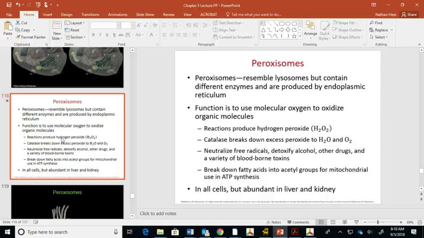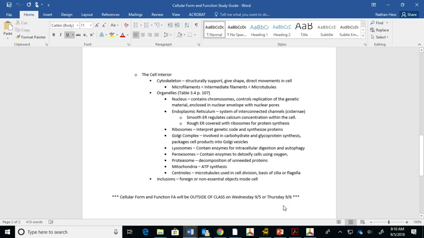Detoxifying alcohol and other drugs in the blood, breaking down those drugs and alcohol so they're not as poisonous to you and you can actually deal with them and pee them out. It breaks down fatty acids. These are very abundant in the liver and kidney, which makes sense. Those are your filter places in your body. On your study guide, it says peroxisomes contain enzymes to detoxify cells using oxygen. Make sense? And again, the perox should be the big ding, ding, ding in your mind. Oh, right, peroxide, H2O2, it's the extra oxygen. That's what's the key.